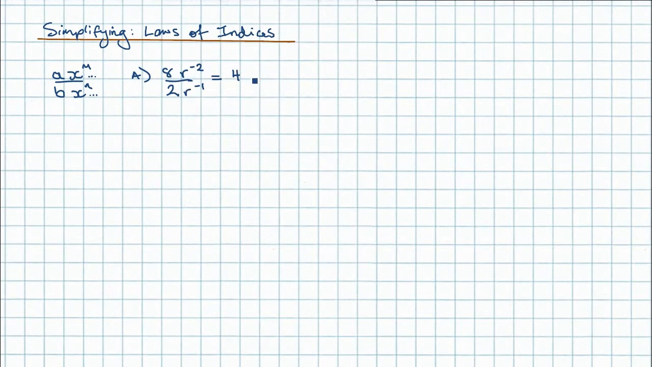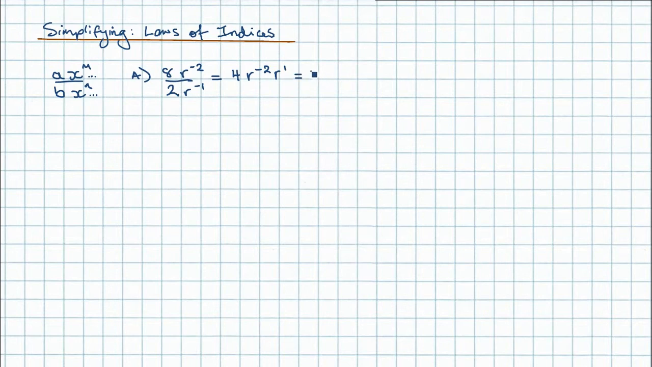Next we look at the variables. So we've got r to the minus 2 divided by r to the minus 1. So that's going to be times r to the 1, because that minus 1 is going to invert the r to the minus 1 so that it joins this other r up in the numerator here. So we now have r simply to the plus 1. Okay, so now we've got everything on one line and we don't have any denominator anymore.